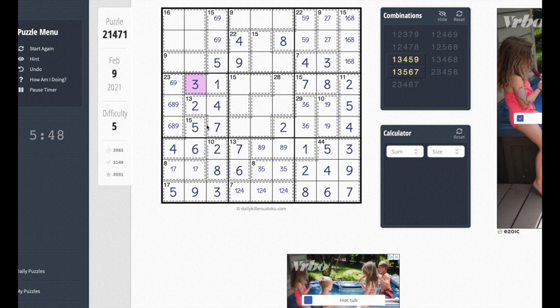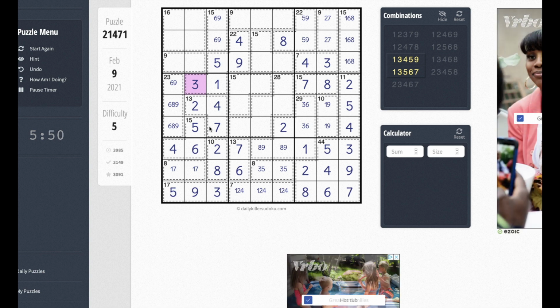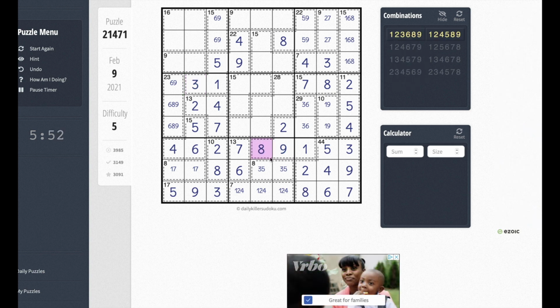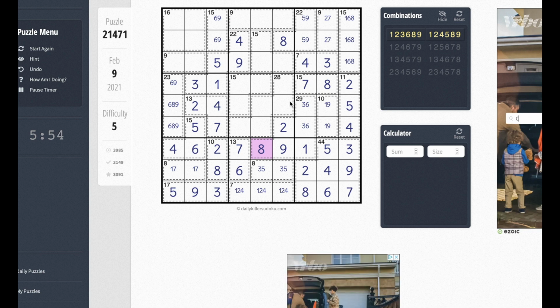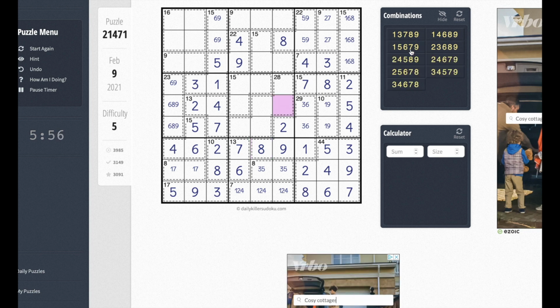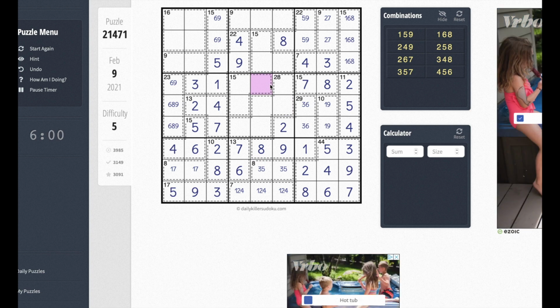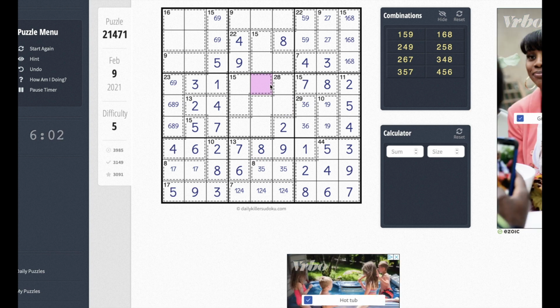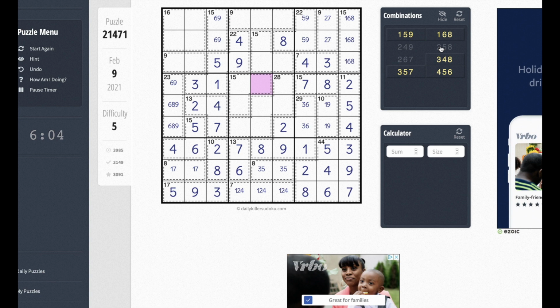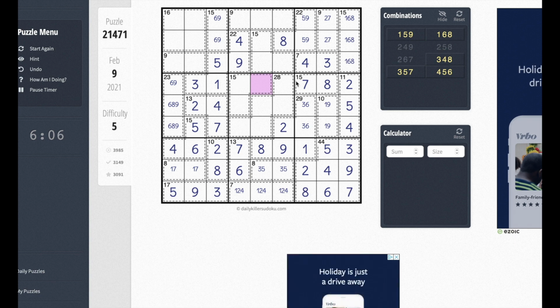Okay, any more? Can't see any more obvious cleaning apart from that. Okay, what else can we find? So this obviously can't have a 2 in it. What about this one? Can't have a 2, we can take those out. Can't have 7s.